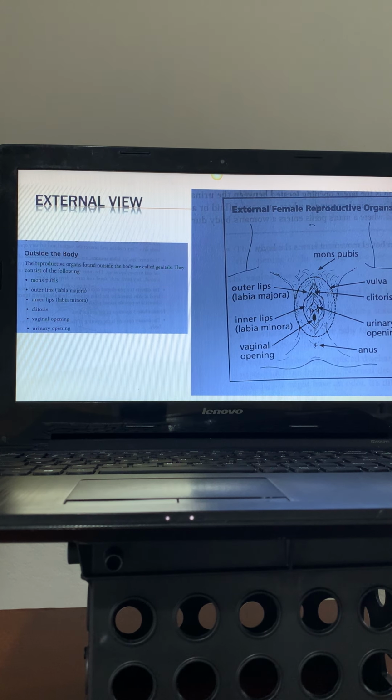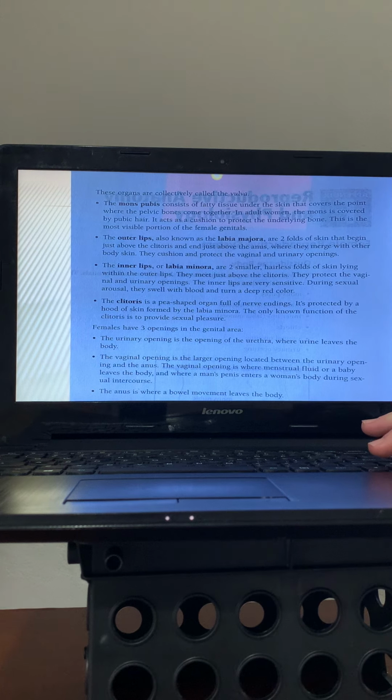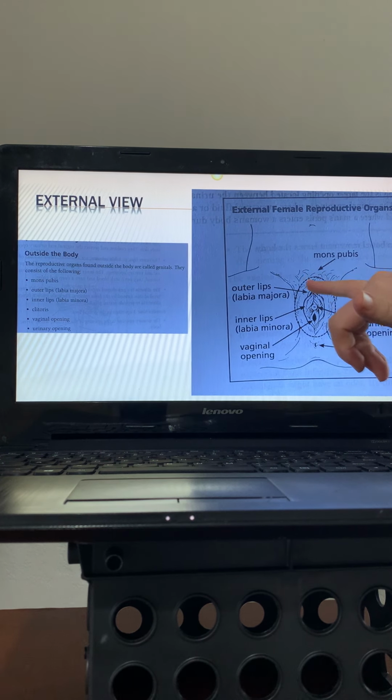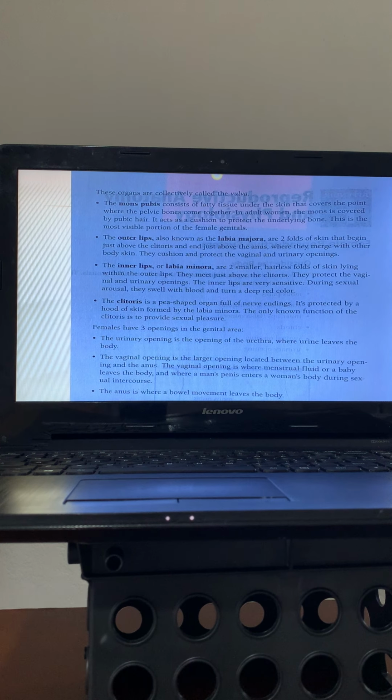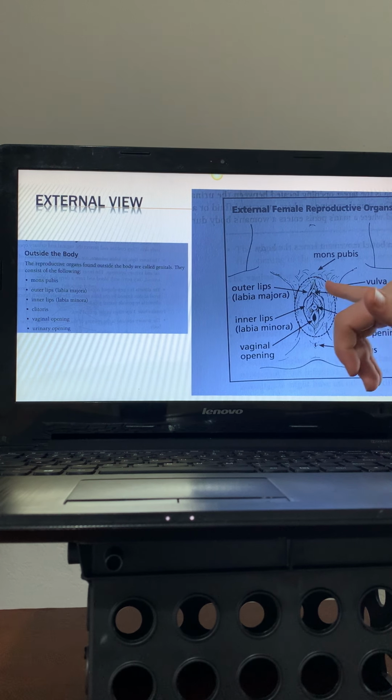So let's talk about what each one does. The mons pubis is going to be fatty tissue that covers essentially her pelvic bone, and that is at the top of the vaginal area. So the top area is going to be called the mons pubis. Then the outer lips and the inner lips are essentially just 2 folds of skin that are going to protect everything. The outer lips are the ones on the outside. And just think, this whole area, pubic hair can grow.